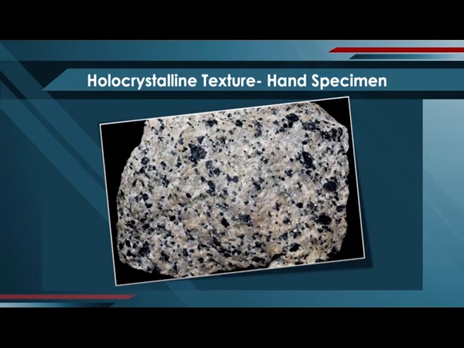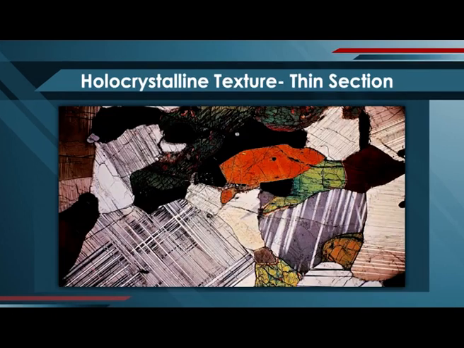Now, we have some photographs of holocrystalline texture. This is a specimen of granite which is holocrystalline. We can see the individual grains here. We have feldspars, quartz and mica shown here. The black ones are micas, maybe some of them are hornblende, and the white or dull white are quartz and feldspars.